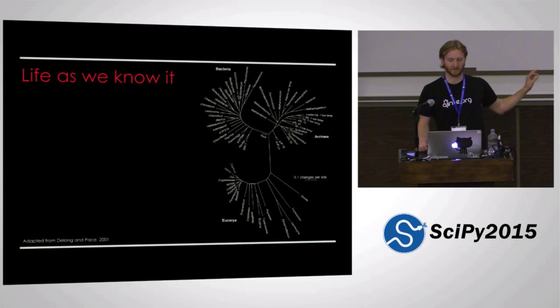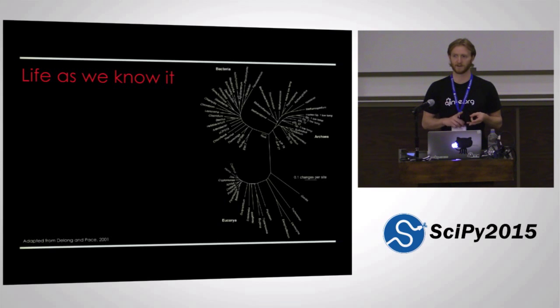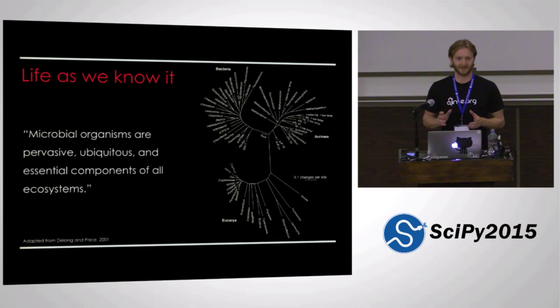Now, if you look at the bottom left corner of the eukarya clade, you can see three genera that represent all of the macroorganisms, all the plants, animals, and fungi that you're used to dealing with on an everyday basis. Now, the rest of the tree, that is to say, the vast majority of life on the planet, is microbial in nature. And it's not like they're rare by any stretch. They're actually pervasive, ubiquitous, essential components of all ecosystems.